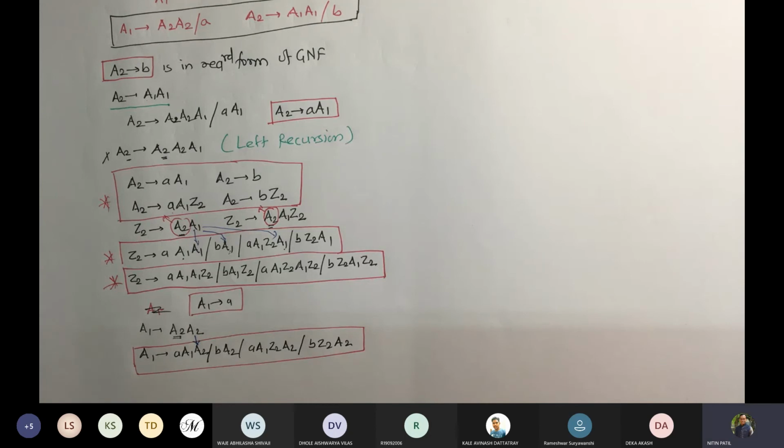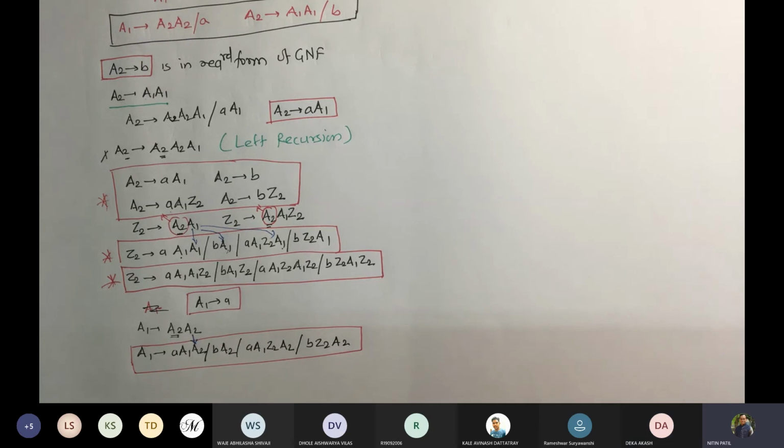आकाश, तुम्हारा प्रॉब्लम क्या था वो तब? You were asking something about GNF, ना? Yes, sir. In last 2-3 steps, I got confused. Now it's clear. Clear? Okay. Yes, sir.